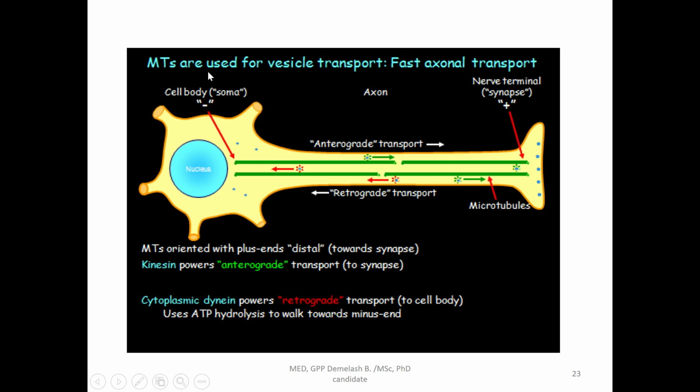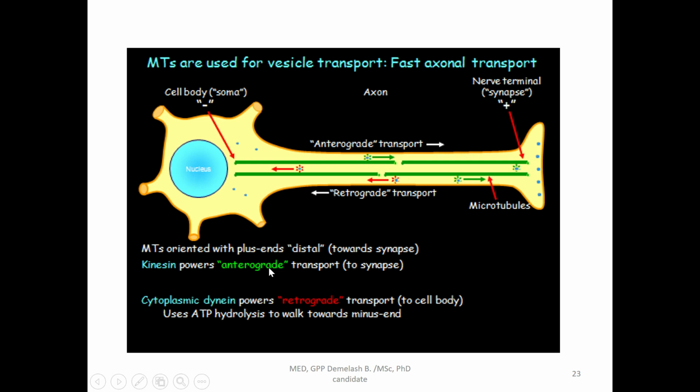Microtubules are used for vesicle transport in fast axonal transport. This is the cell body, and this is how anterograde transport occurs. Microtubules are involved. This is the terminal or the synapse, and this is the axon. In retrograde transport, movement occurs from the terminal to the soma. Microtubules are oriented with the plus end distal, towards the synapse.